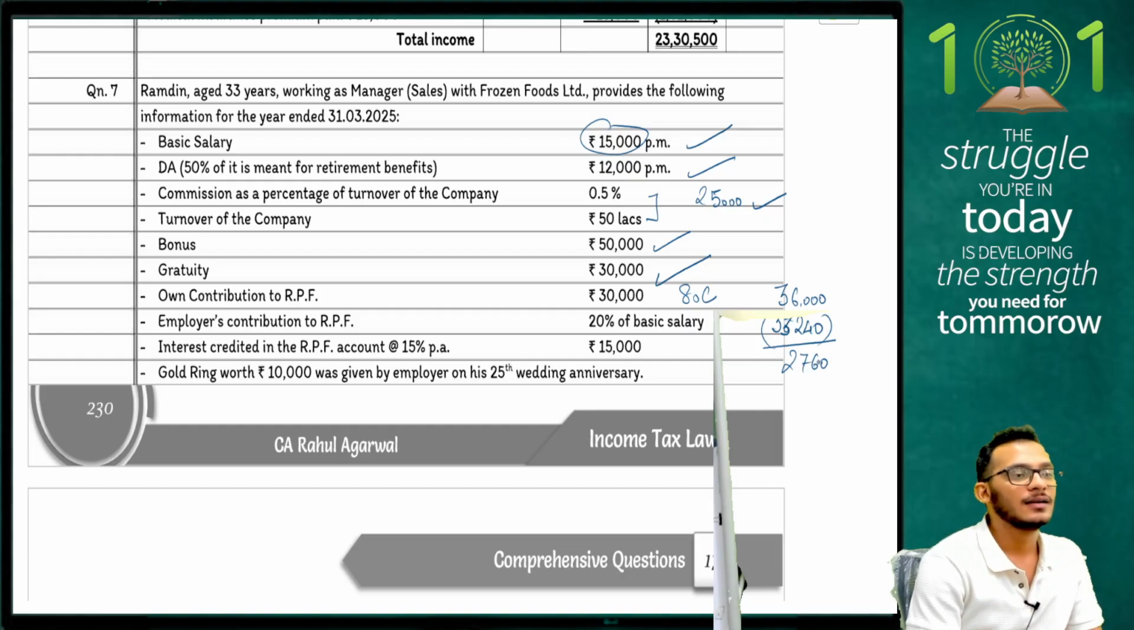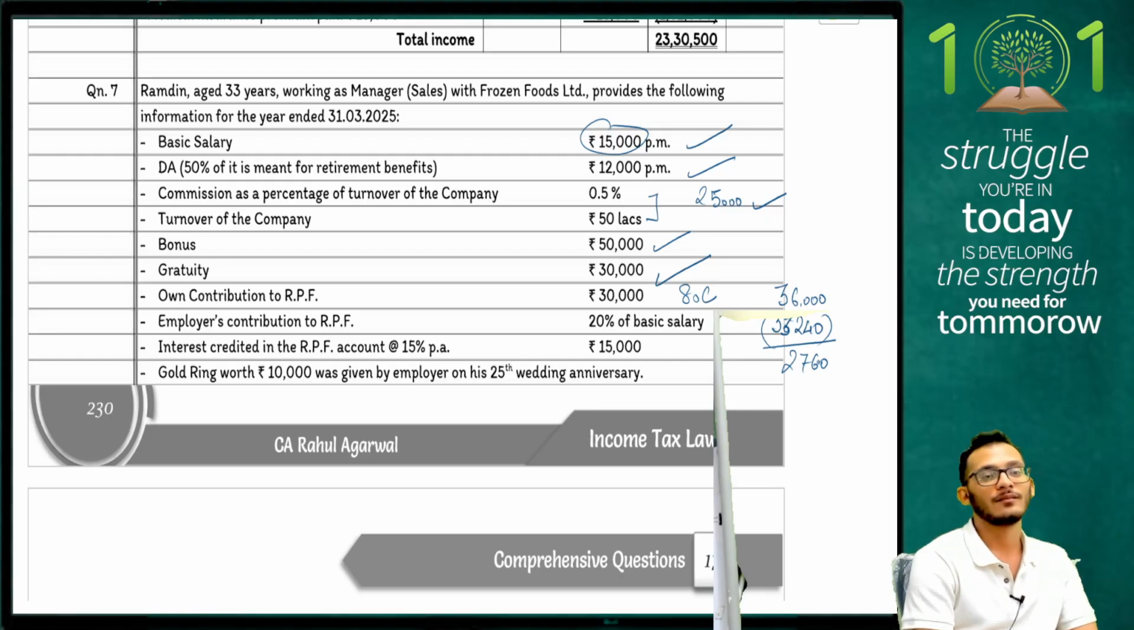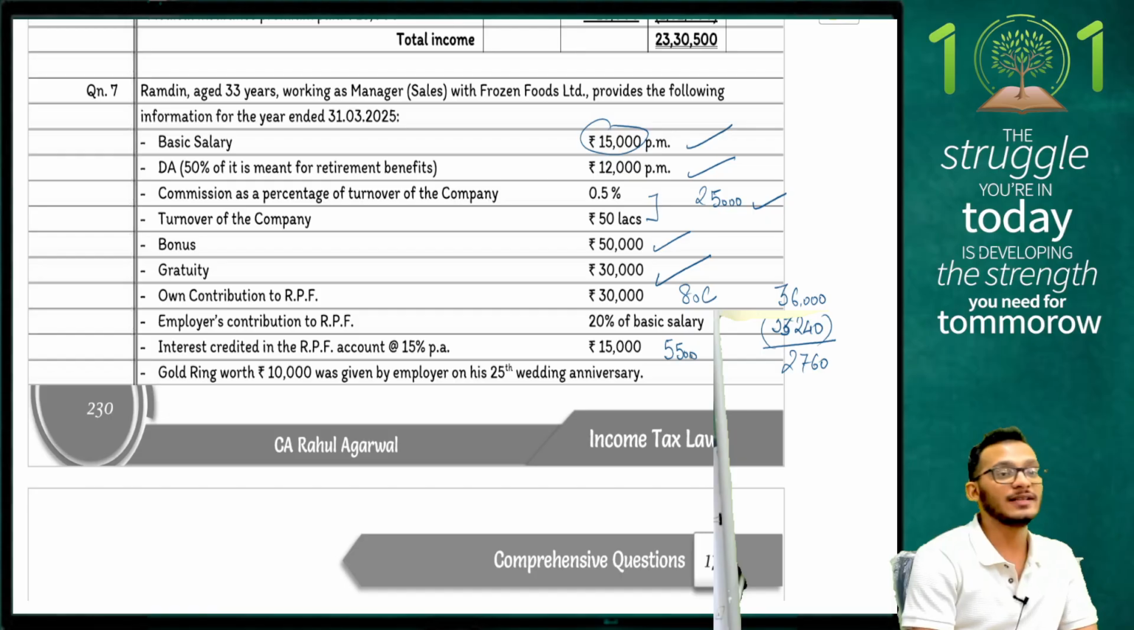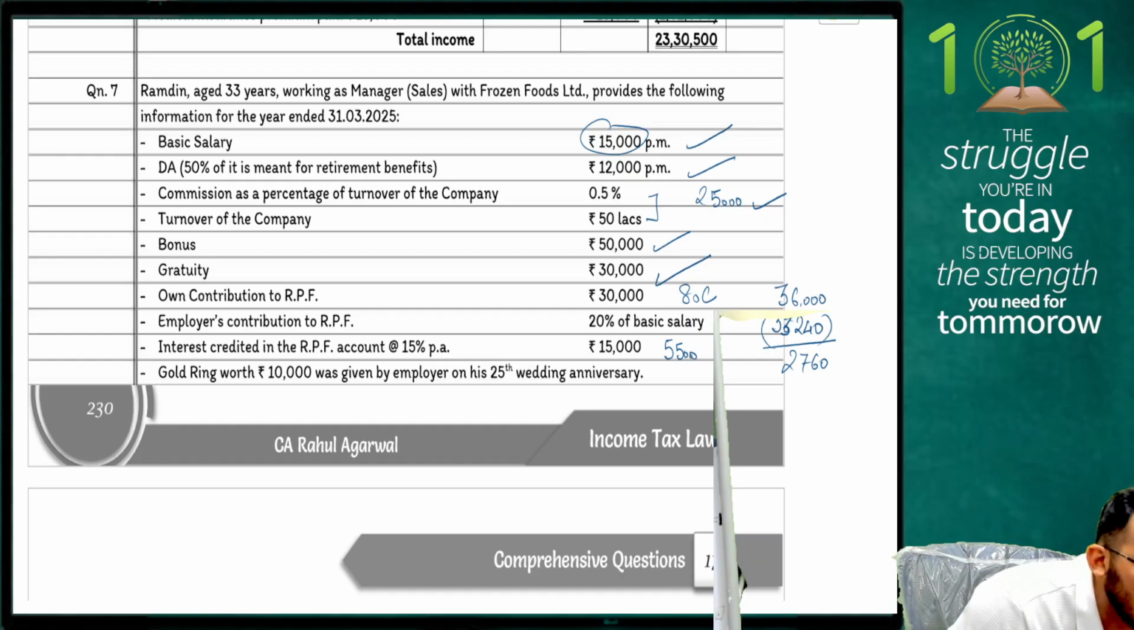Same numbers came in the question. Taxable is 2,760. Correct, not correct? Yes, next line. It says interest credited in RPF at 15%, 15,000 rupees. 5,500 is taxable because I was exempted for 9.5 percentage. If 15,000 is 15 percentage, how much is 9.5 percentage? 9,500. So how much can I tax? 5,500. Agreed, not agreed?